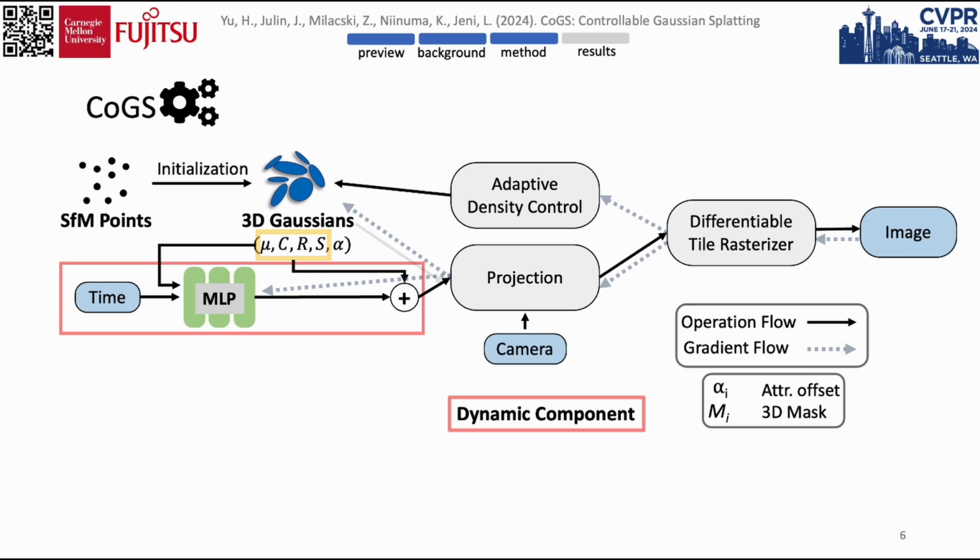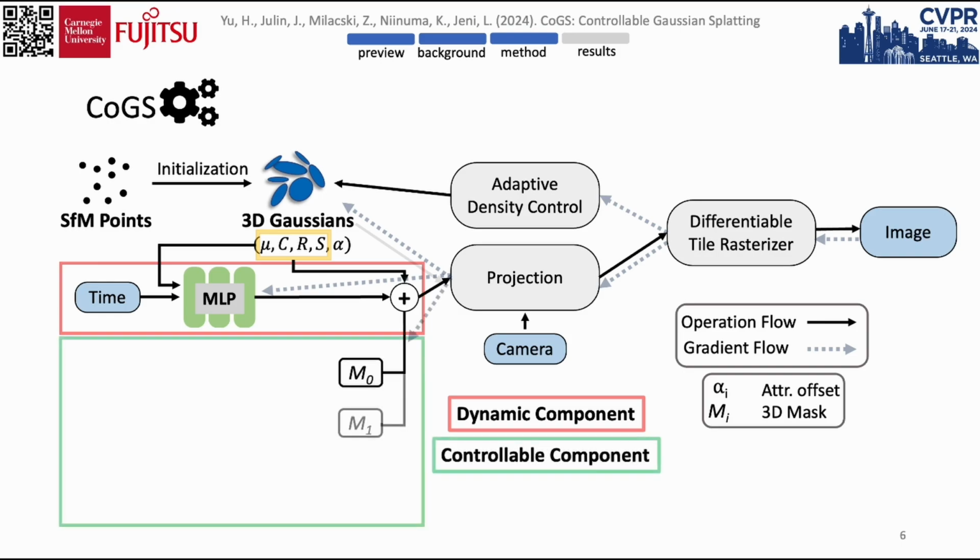The next phase is to control portions of the learned dynamic scene. To do this, we first perform 2D to 3D mask projection to select Gaussians we wish to control, obtaining masks M0 through Mn, one for each control region.